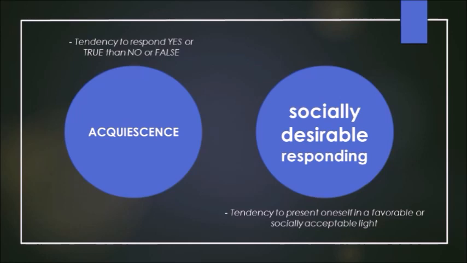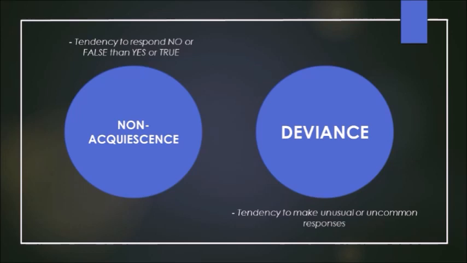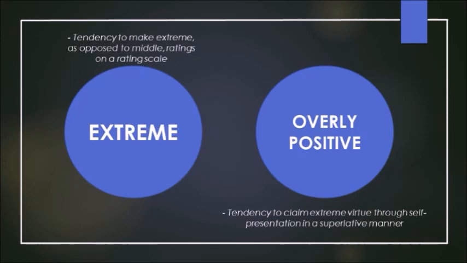It is observed if it has implications as to how they would be seen, whether they would be seen as good persons or bad persons. Then there are those who tend to respond no or false to questions or items in a scale in general rather than yes or true, and this is what we call non-acquiescence. And there are those who tend to respond deviantly to items in a scale. They tend to make unusual or uncommon responses. In contrast to those who tend to choose the middle rating, there are also those who tend to make extreme ratings. So they tend to either give the highest or the lowest possible rating.